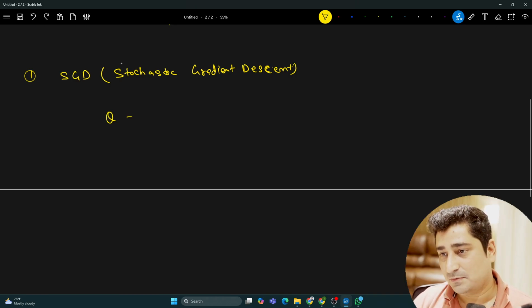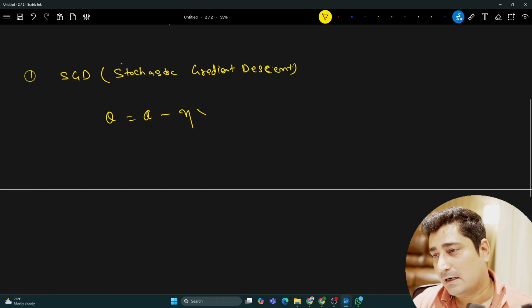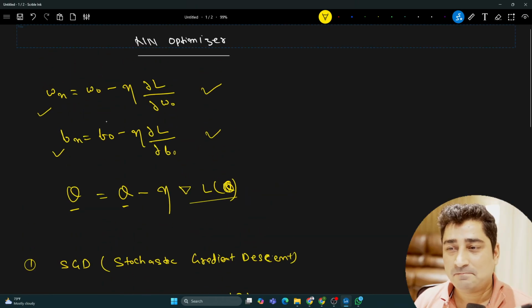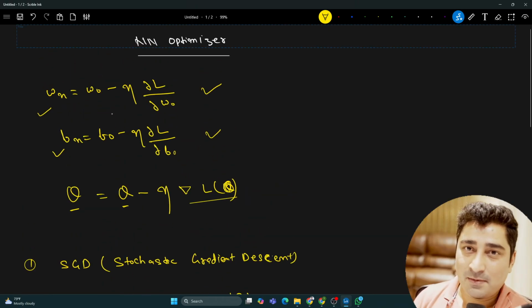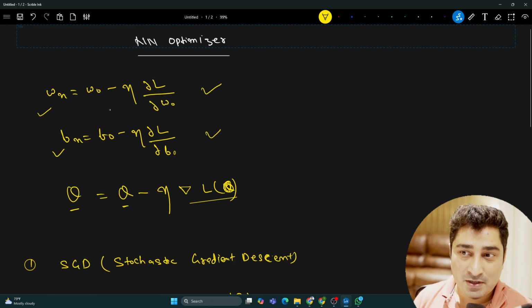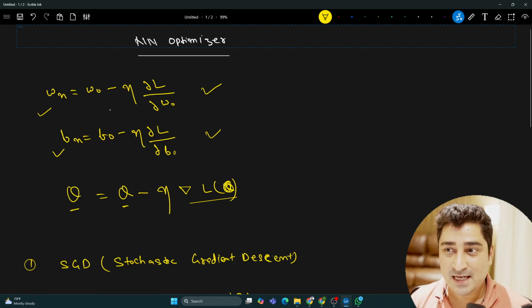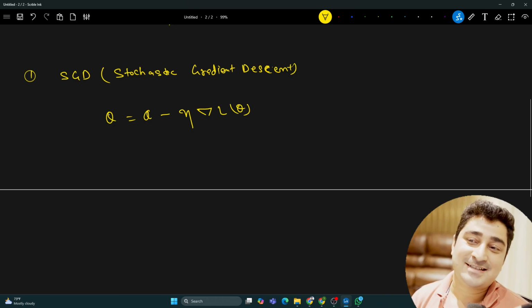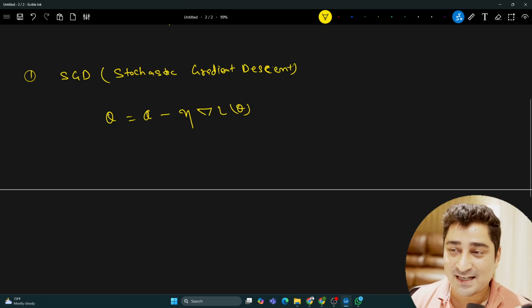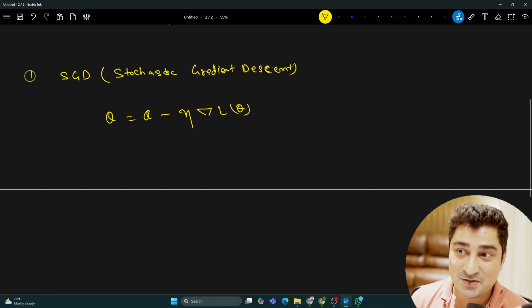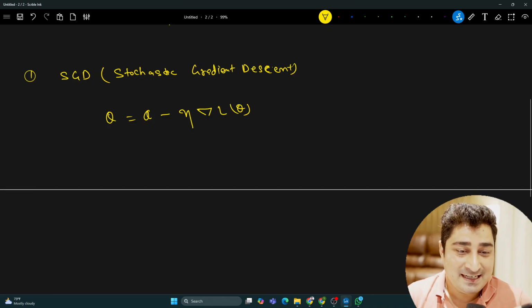Theta is equal to old theta minus eta, the partial derivative of the loss with respect to theta. In a generic way we can write it like this, but it's nothing different. Don't be afraid that we are trying to learn something new. We are not trying to learn something new. It's the exact same thing that we have already learned. Now we are just finding out that this is what it is called. So it's called stochastic gradient descent.